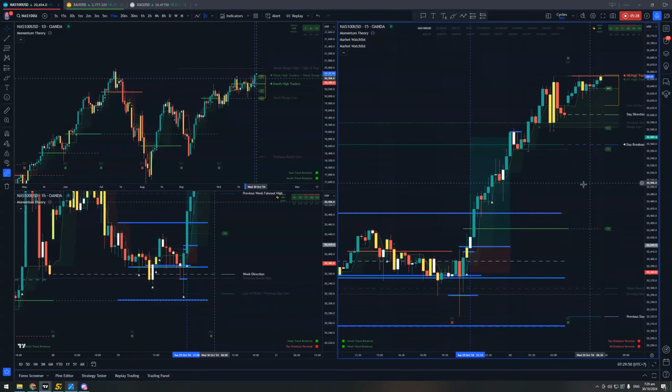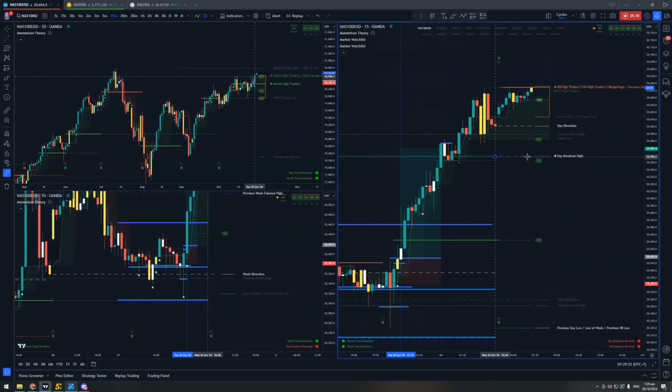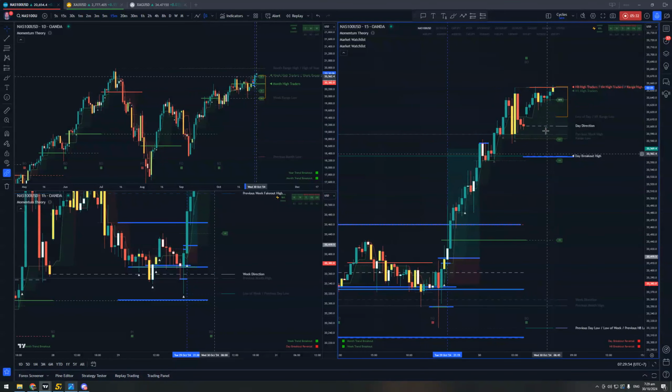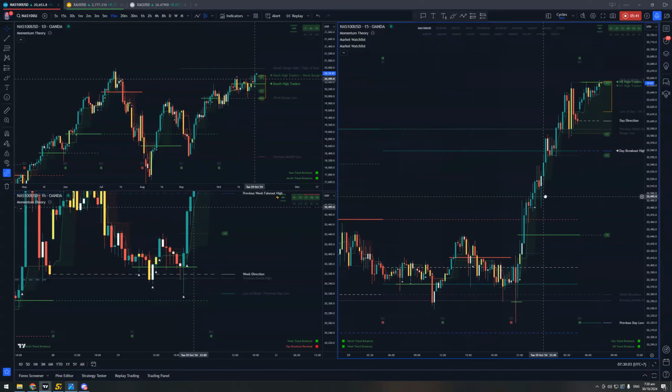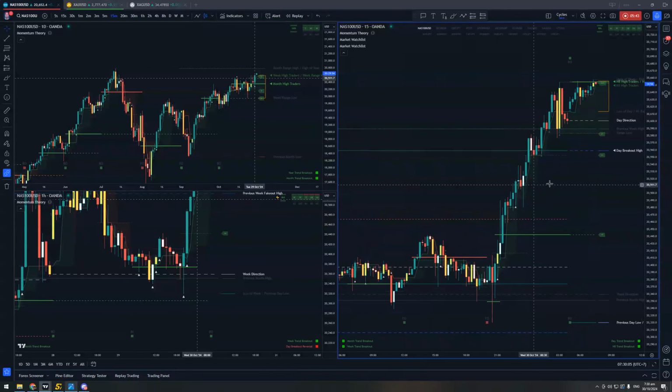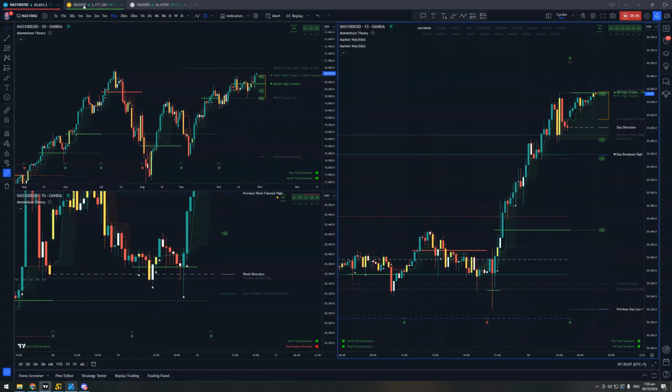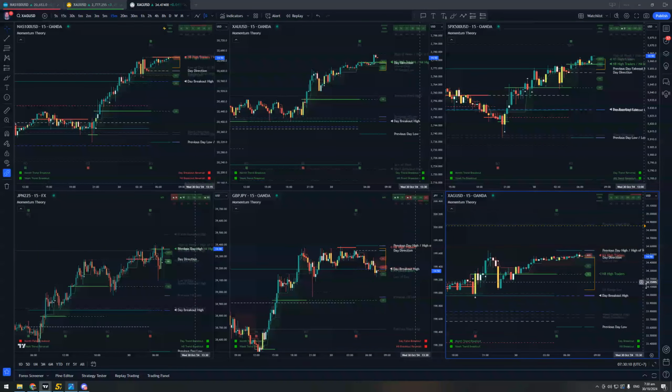So took that, and now I am trailing below the day breakout level. I'm overall bullish above, overall bearish below these breakout levels. So I'm always trailing these breakout levels. So that's the trade I took. 4R on NAS. I also took a trade on silver.